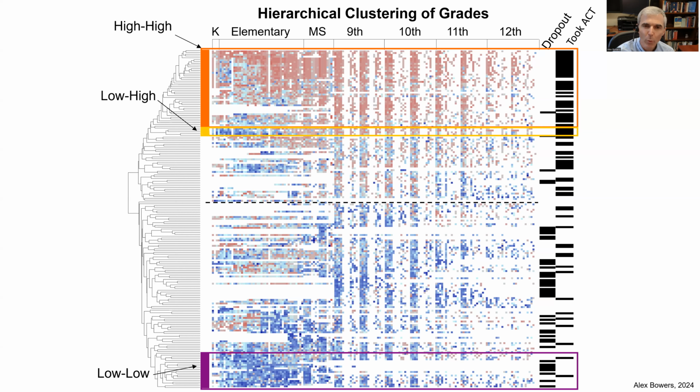Low-high students are quite interesting. They're a fairly small cluster, and you can see that they start low in elementary school, but then rise over time. All of them graduated, and all of them took the ACT. And this is in comparison to the high-low cluster. These students start high, but then fall over time, many of them dropping out, and few of them taking the ACT.